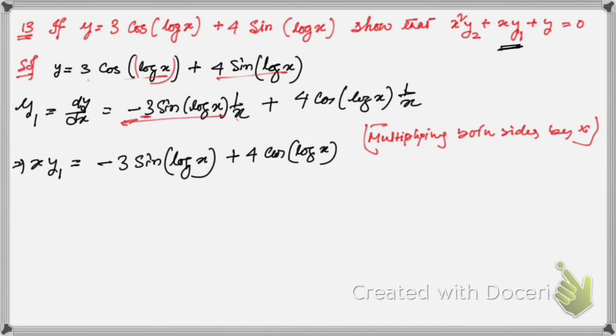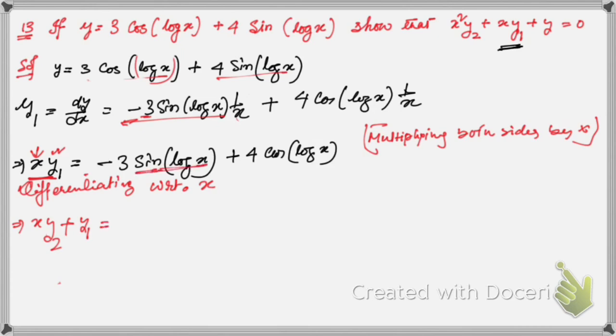Now if you differentiate with respect to x again, on the left hand side, x into y1, considering u into v, here use the product rule. So first function times the derivative of the second function, that is the derivative of y1. Derivative of y1 means y2, the second order derivative. So we have written here x y2. Then second function y1, derivative of x is 1, so just keep it y1.